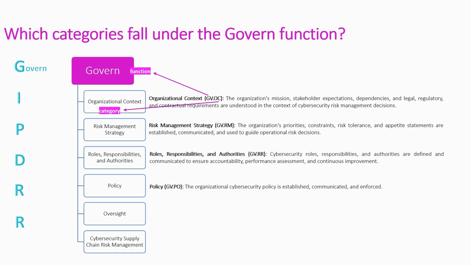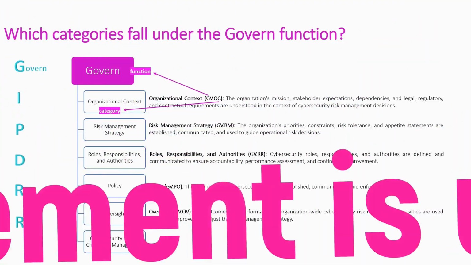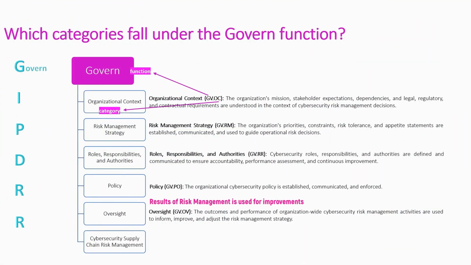The fourth category is about policy, which requires that organizational cybersecurity policy is established, communicated, and enforced. The fifth category is about oversight. It requires that outcomes of risk management activities, that is the results of risk management activities, are used to improve and adjust the strategy.